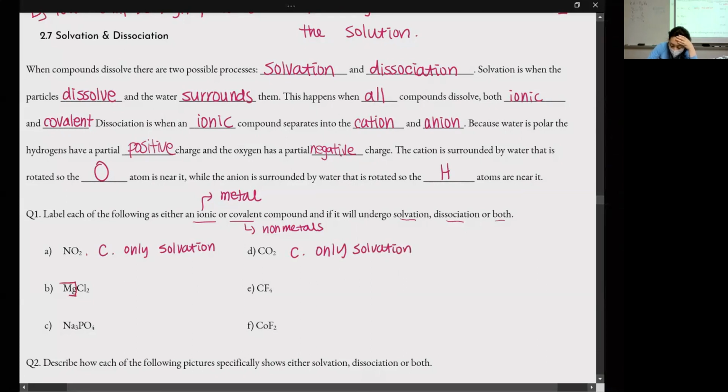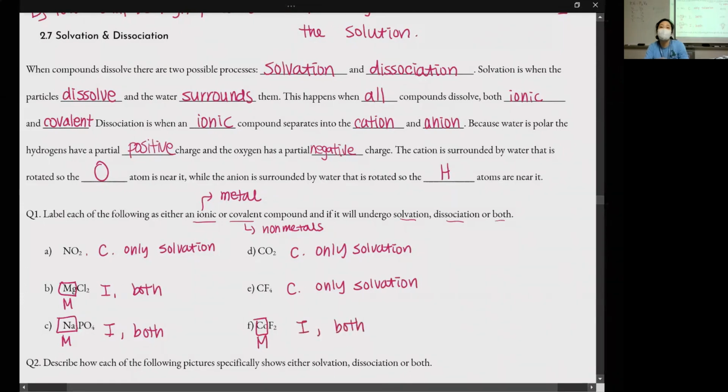MgCl2, Mg is the metal, so this one is an ionic compound, so both. Na3PO4, this Na is a metal, so ionic, which will experience both. Carbon and fluorine, they're both non-metals, so it'll be a covalent compound, only solvation. CoF2, Co is cobalt, so that's the metal, which means it's an ionic compound, and it will experience both.